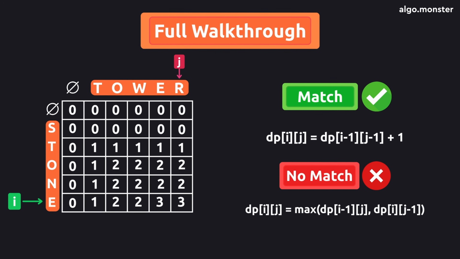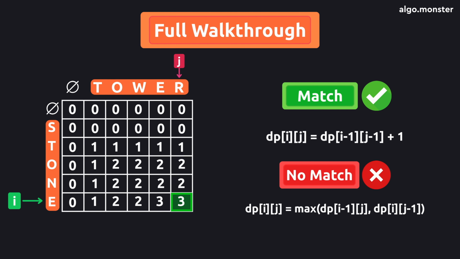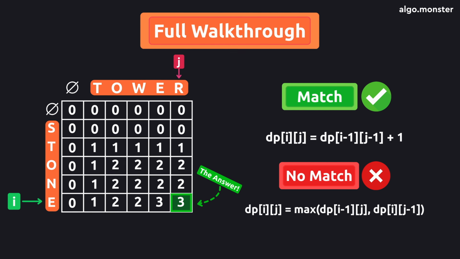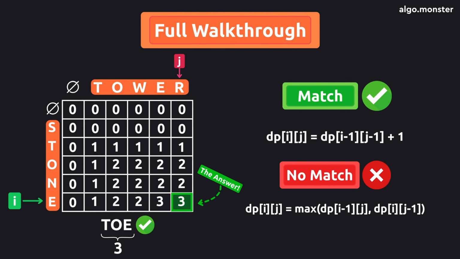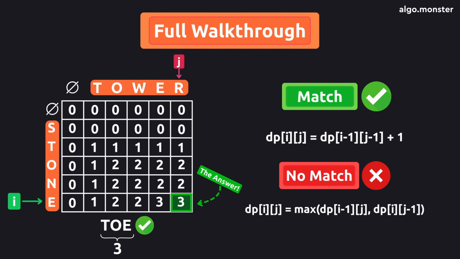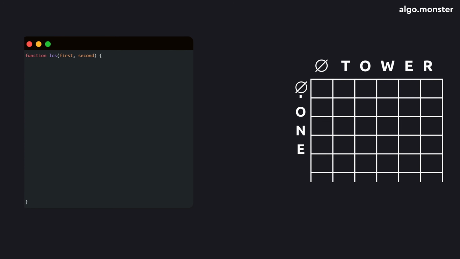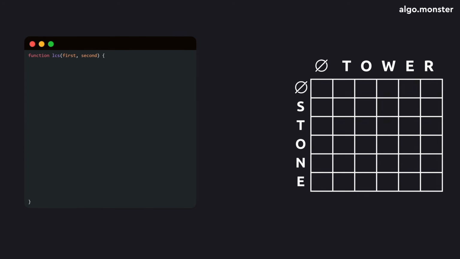In the end, the bottom right cell contains the maximum possible value, because every step was trying to grow it when possible. That's the answer. The length of the longest common subsequence, tau. Now that the logic is clear, let's talk about the code at a high level.